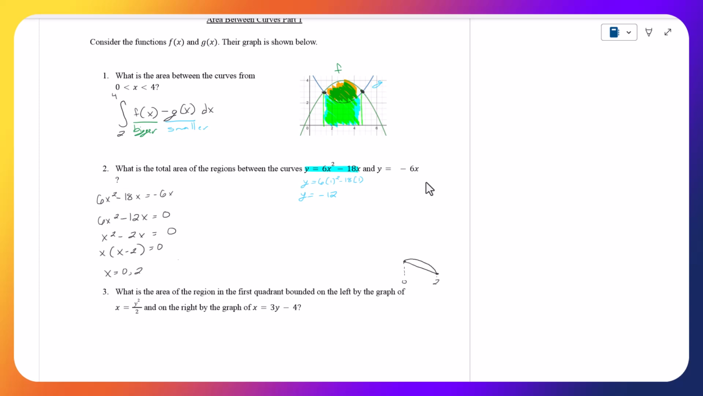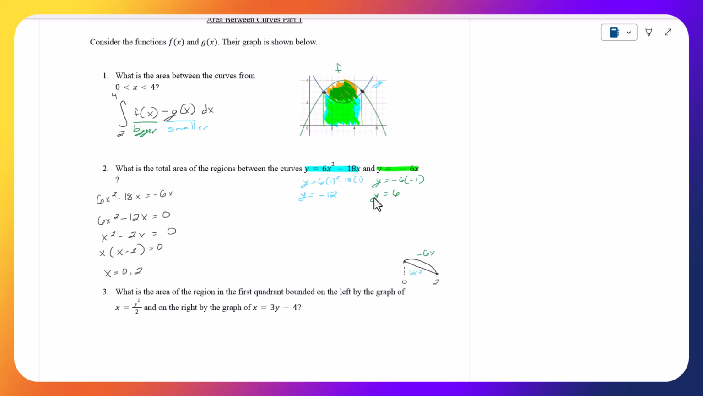And now let's check our other function. y equals negative 6x. Again, we're just going to substitute a 1 in. So we get y equals negative 6 times 1, y equals negative 6. And this will tell us which function is going to be on top. Which number is bigger? Well, this y equals 6 is our bigger number. Let's go ahead and label it on our picture. We have negative 6x is the top, and then we have our 6x squared minus 18x on the bottom.